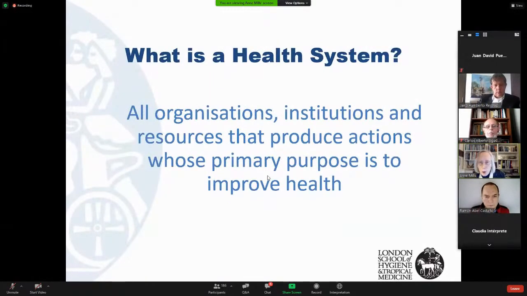So first of all, what is a health system? I take the standard WHO definition, which I think is suitably broad: all organizations, institutions, and resources that produce actions whose primary purpose is to improve health. And note, it's primary purpose, not a secondary purpose. So that then defines the boundaries of the health system.